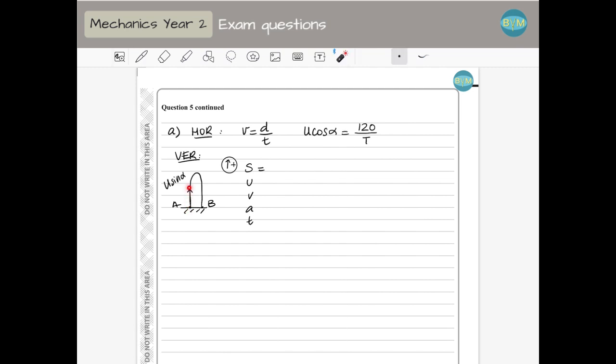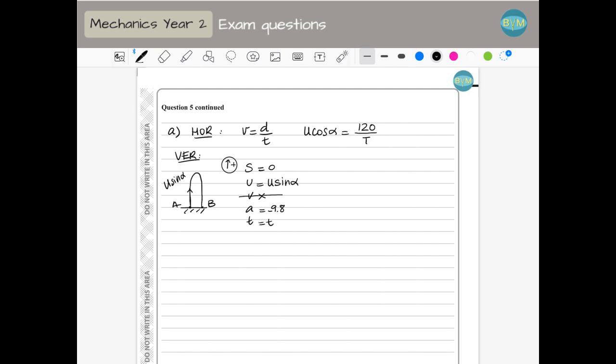Displacement, if I consider the whole motion from beginning to end, is going to be 0 because the particle starts and finishes at the same height. Initial velocity is u sine alpha. Final velocity, we don't need it. Acceleration is going to be gravity, but I say positive is up and my gravity is always down. It doesn't matter how the particle is moving, gravity is always pointing to the earth, so it's always going to be down. So I have to write that as minus. And the time is the time.